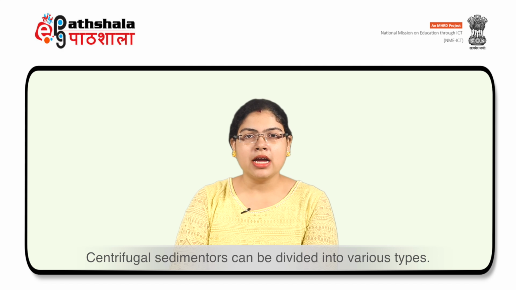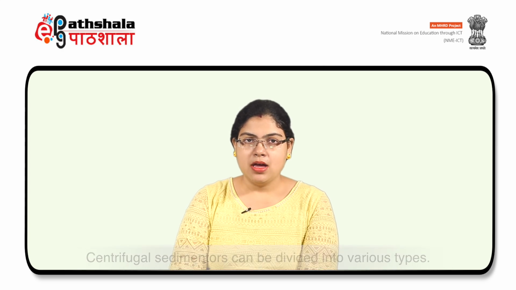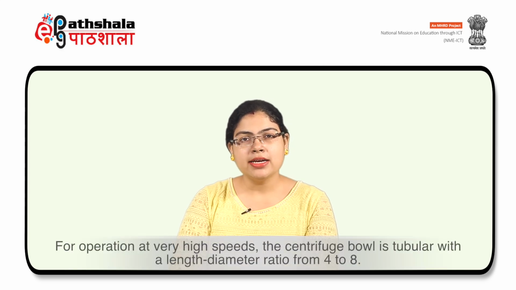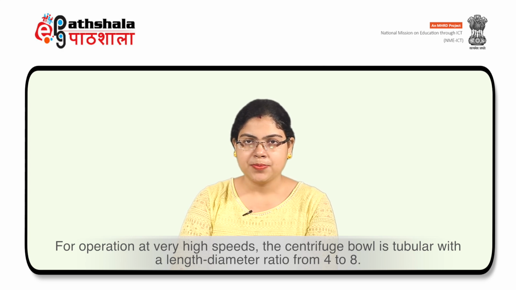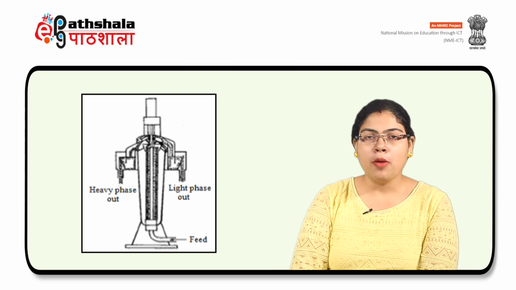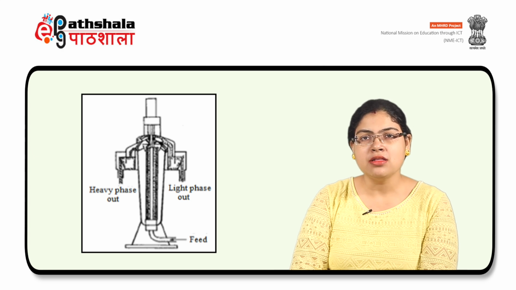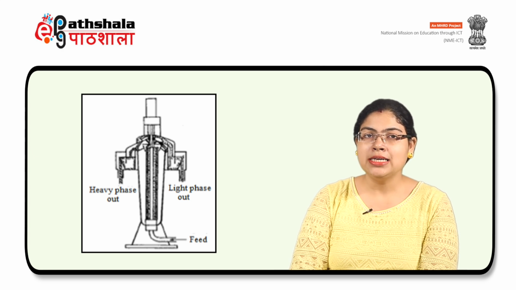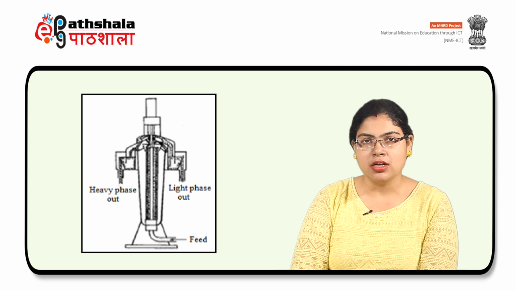Centrifugal sedimentors can be divided into various types. For operation at a very high speed, the centrifuge bowl is tubular with a length-diameter ratio from 4 to 8. An example of tubular bowl centrifuge is the Sharples supercentrifuge as shown on the screen, which operates at up to 15,000 rpm, or in turbine driven laboratory model up to 50,000 rpm.